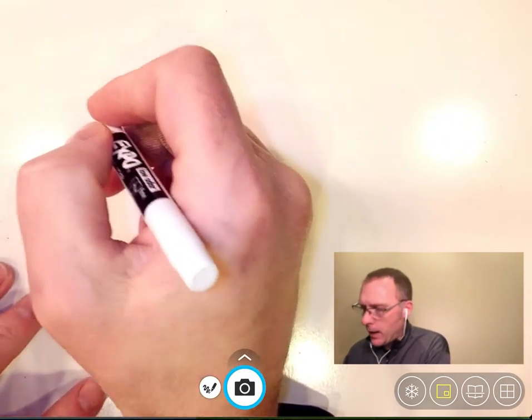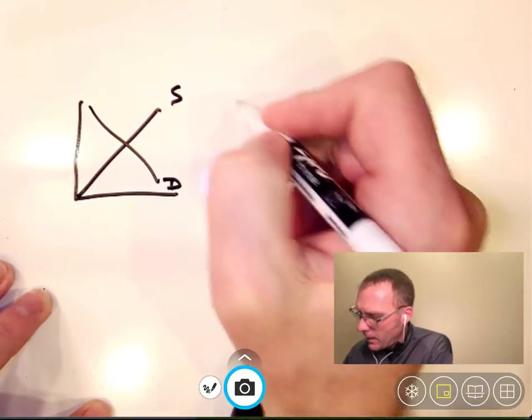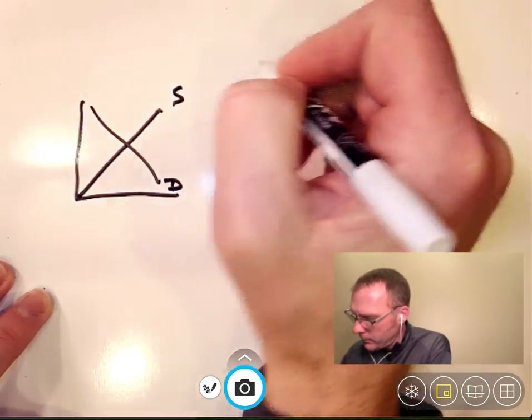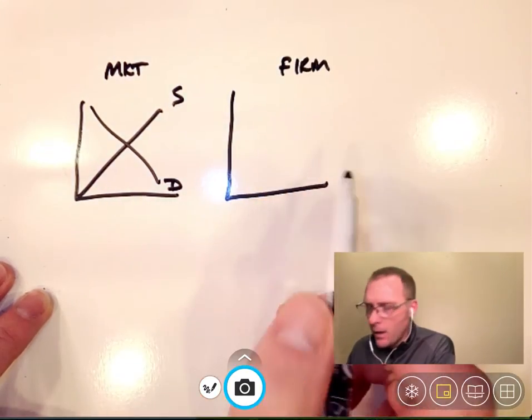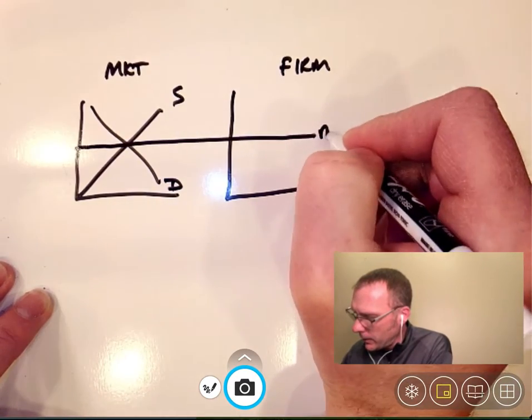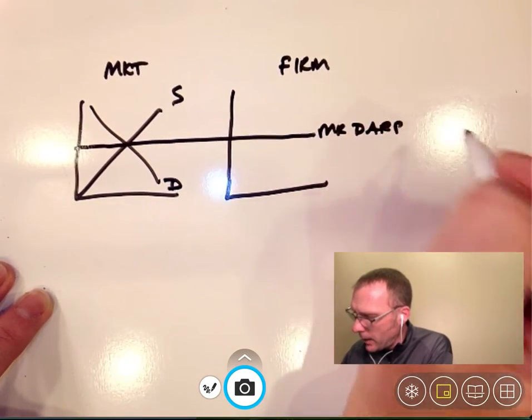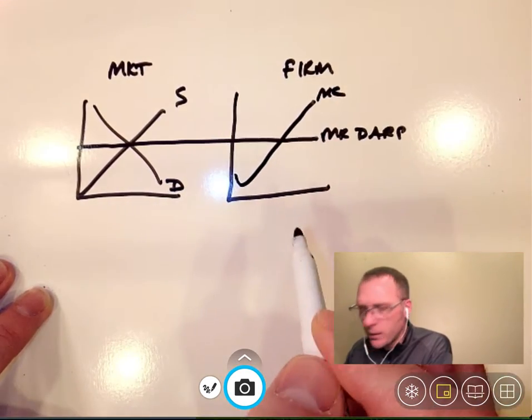What does that look like on my graph? Well, same concept, right? I have a supply and demand curve here. I have my firm over here. So here's my market. Here's my firm. What is going on? Here is my price, right? My MR, D, AR line coming across. Here is my marginal cost curve, okay?